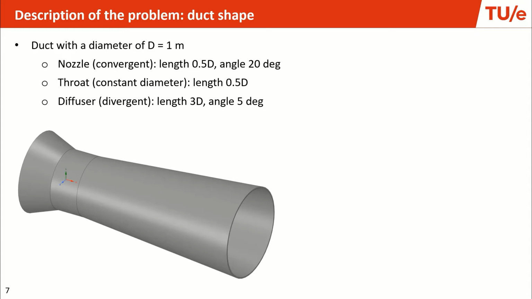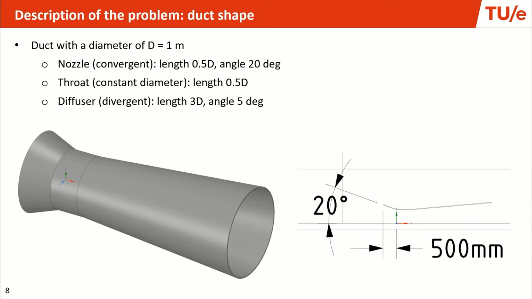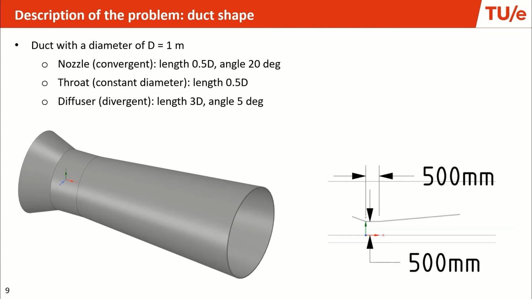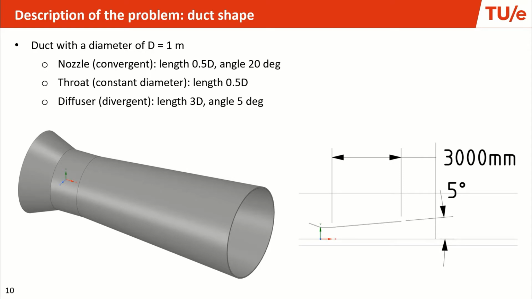So here you see the 3D schematic of the duct that we're going to simulate. The nozzle section with 20 degrees angle and 0.5 meter length. The throat with 0.5 meter length, and here we also see the radius. So this is the 2D view, and then the diffuser with 5 degrees angle and 3 meter length.